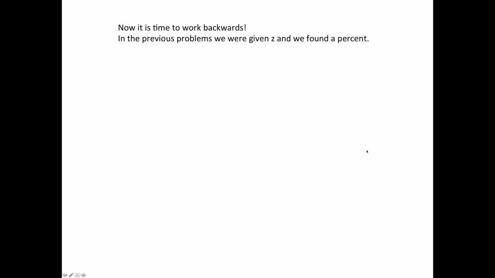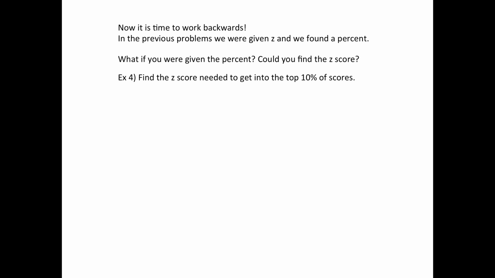Okay, the other thing that we do with this table is we work backwards. With the previous problems, you're given a z, you find a percent. Given another z, find a percent. Perhaps you have to subtract from 1, perhaps you have to subtract the two answers, perhaps you have to subtract from 0.5, but you end up with a percent. What if you were given the percent? Can you work backwards and find the z-score? For example, what's the z-score needed to get into the top 10%? Here's a picture. The top 10% would be on the right. If this is 10%, the other side of the line would be 90%.